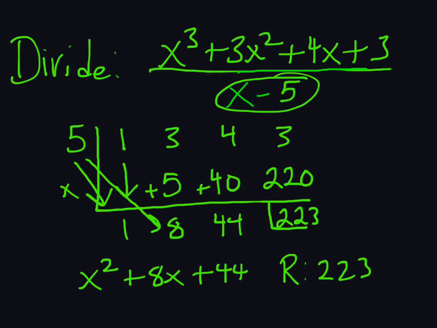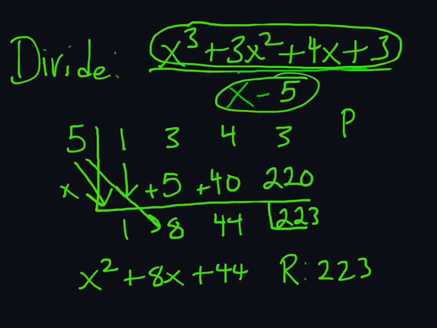One way we can check to make sure that we have this done correctly is we can actually evaluate our cubic, this guy right here, for x is equal to 5. So if we go p of 5, and we just sub in, 5 cubed plus 3 times 5 squared, and so on and so forth, we should get 223. And that's called the remainder theorem. So if we don't get 223, we know we've done something incorrect. So we want to keep that in mind.